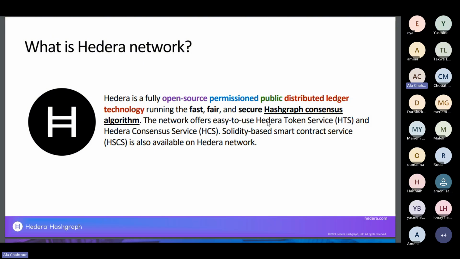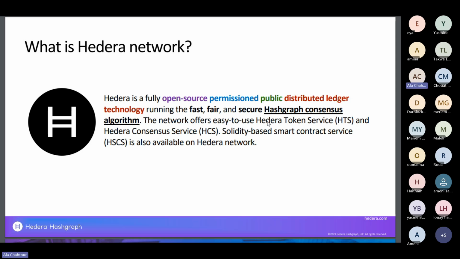Also, the smart contract service on Hedera. If you have a custom application that you need to build on top of Hedera, of course you need to create your own smart contract, using Solidity. So we use the Solidity programming language in order to build smart contracts on top of Hedera. And after testing the smart contract, we can deploy it on Hedera using the Hedera smart contract service. Those are exactly the three services that you need to know.